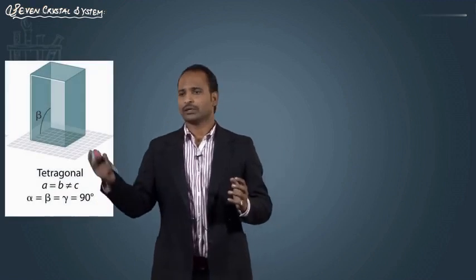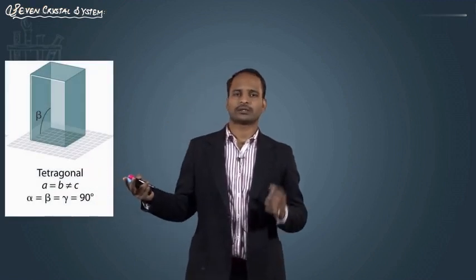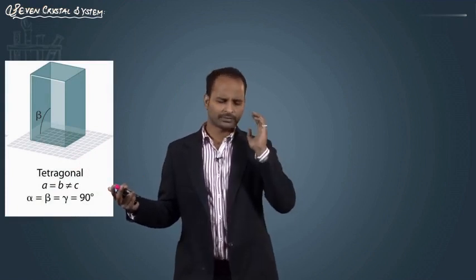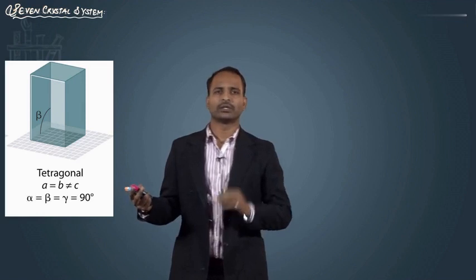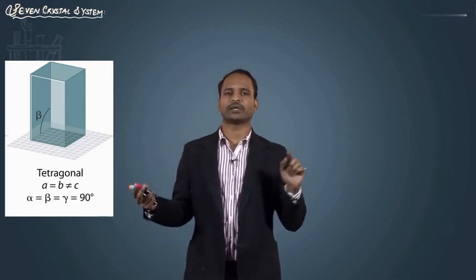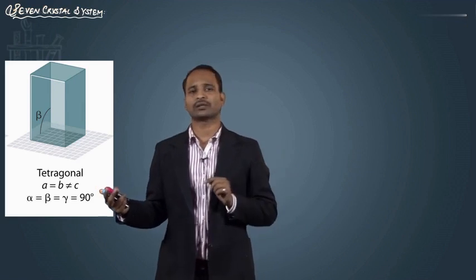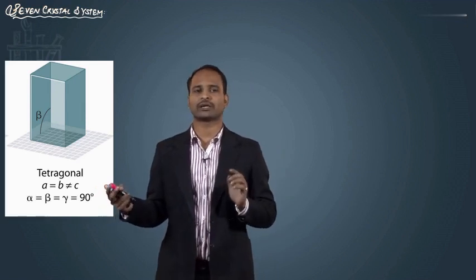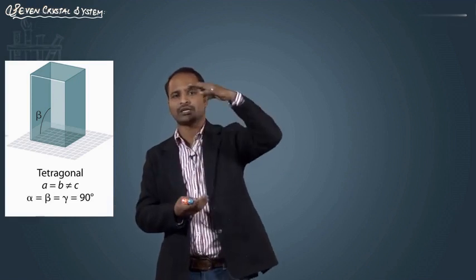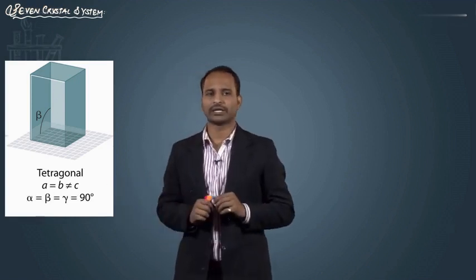In this diagram you can see that in the case of tetragonal, all the sides are not equal. Here only 2 sides are equal, that is, A is equal to B, which is not equal to C, but all the angles, alpha, beta and gamma, are equal to each other, that is, all angles are equal to 90 degrees.